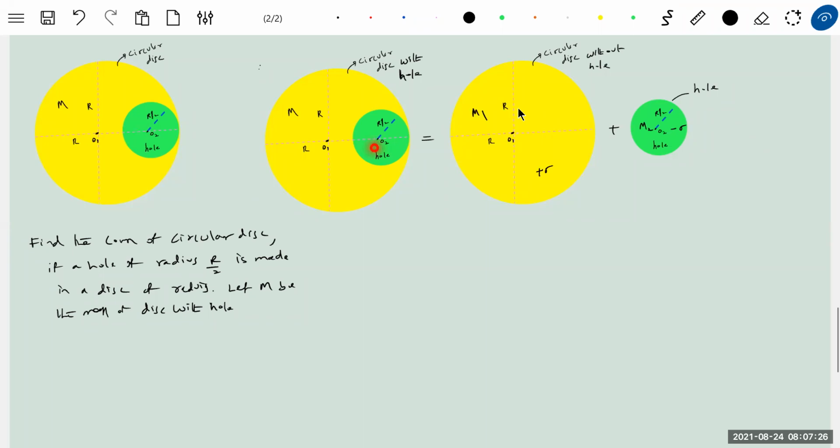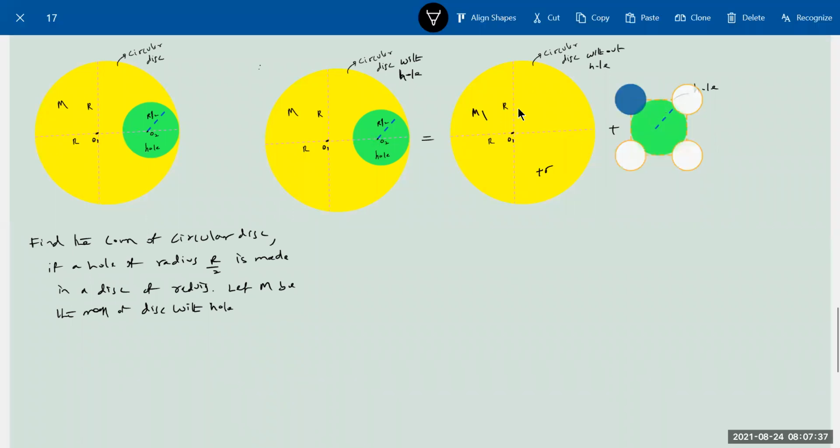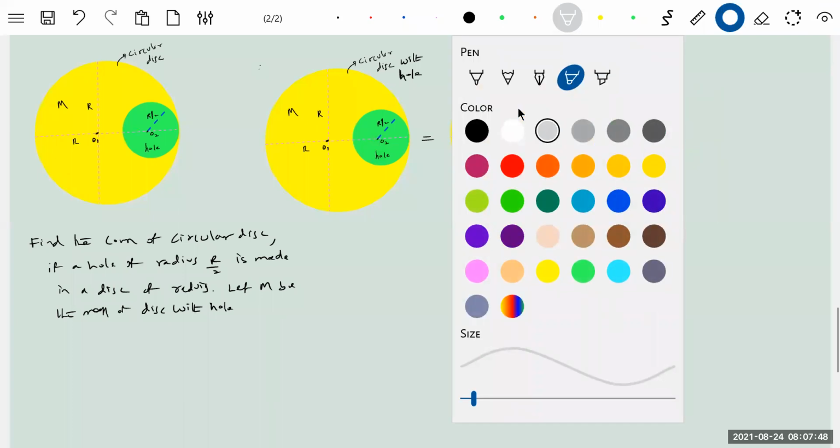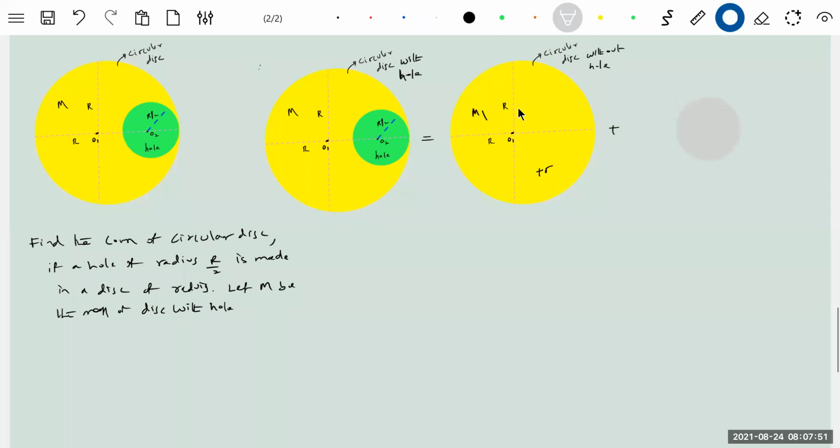The hole I'm showing in green color. When you add this up here, I think there should be some other color. I'll bring some other color. This radius is r by 2, O2, M2, the density will be, so this is the hole.